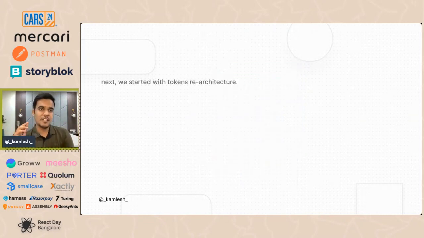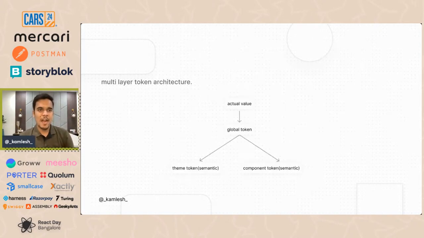Next, we started with the tokens re-architecture, the whole architecture of our tokens with structures and everything. We decided to redo it. Now let me show you what we did. First, it became a multi-layer token architecture. The first one is the actual value, which is now aliased with a global token. And then we have two parts, which is either a theme token or a component token. Don't worry, I'll explain it with an example.